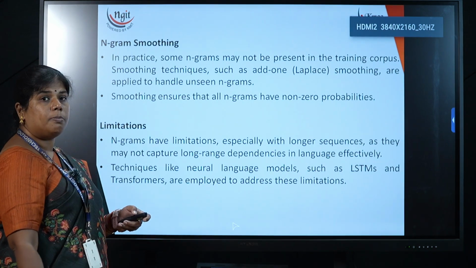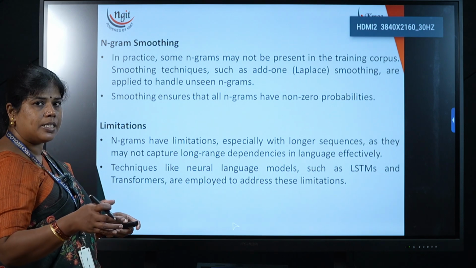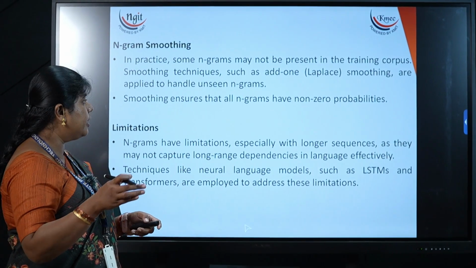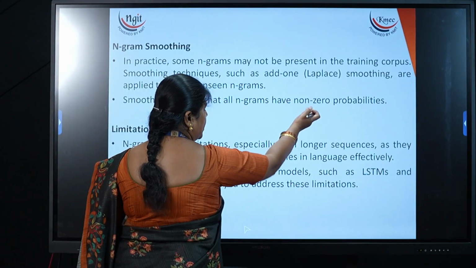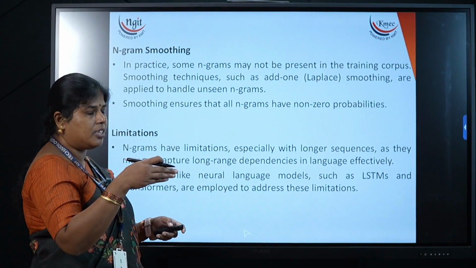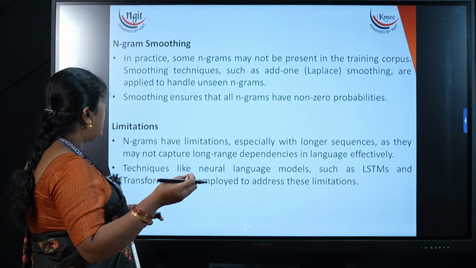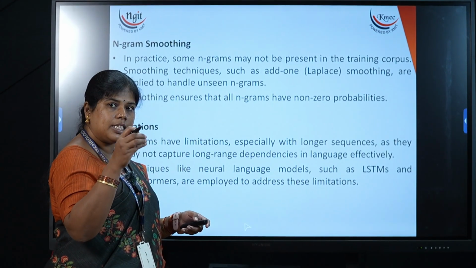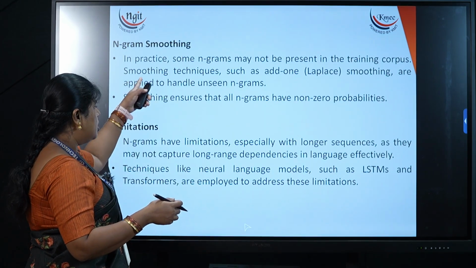Now, what do you mean by n-gram smoothing? In some cases, I may not get the exact combination. I may get 0 probabilities for my combination, as we have seen in the previous example. So what I do is add some unseen symbols or words. That process is known as smoothing.